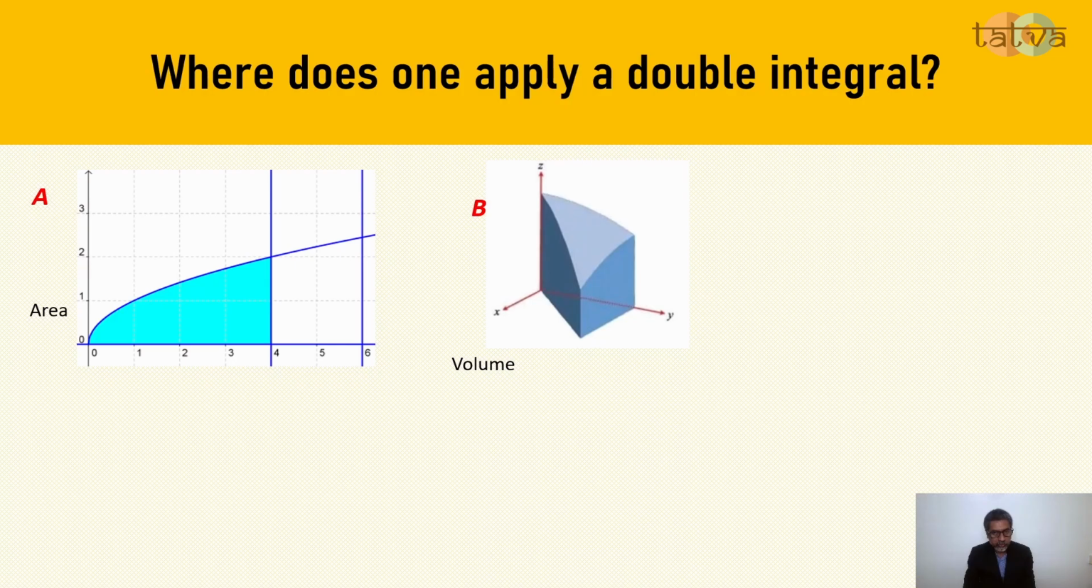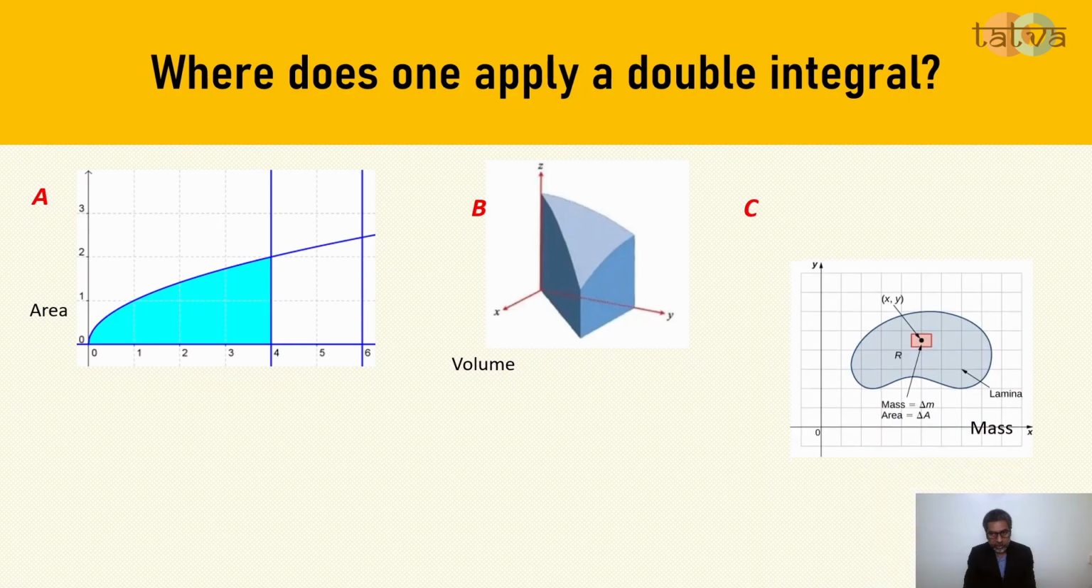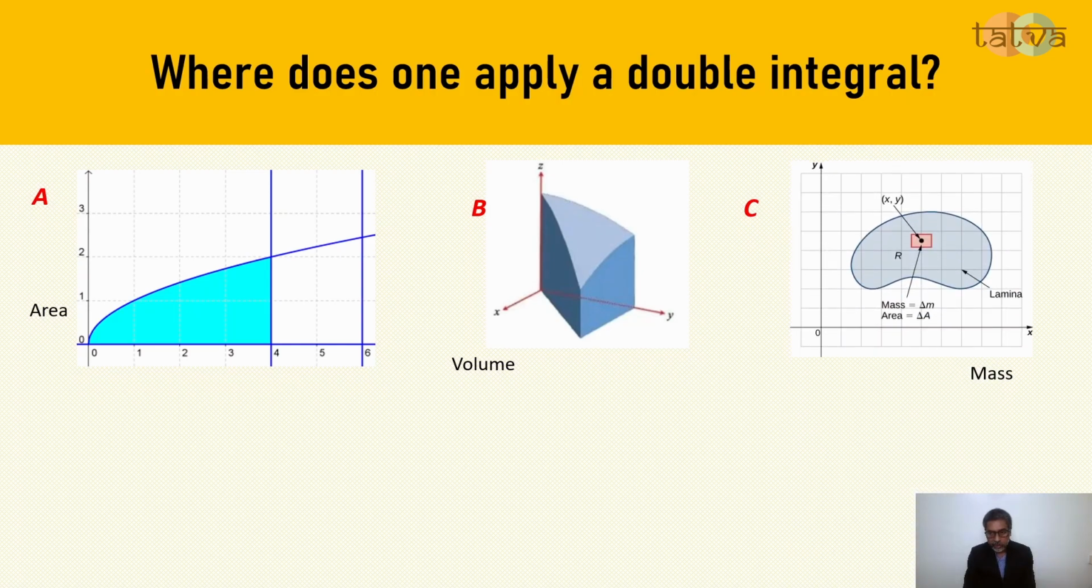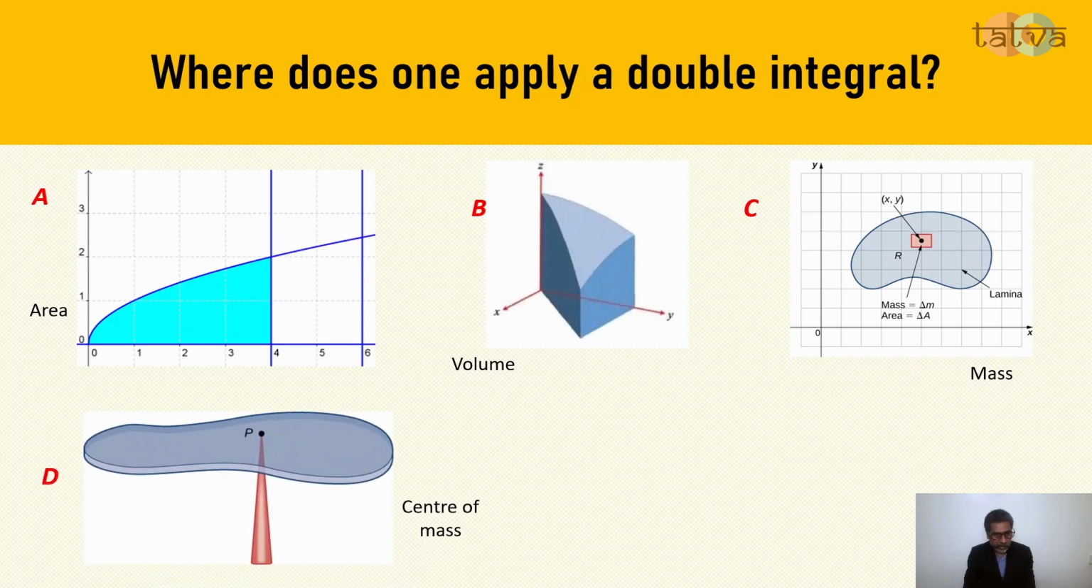A second situation where you can apply the double integral is in the determination of volume of a solid under a surface. We can use double integrals to determine the mass of a lamina. In this case, the lamina is on the xy plane. But in order to do that, you must know the density function of the lamina. Once we determine the mass, center of mass is just one step away, and we can develop the double integral formulas for that.